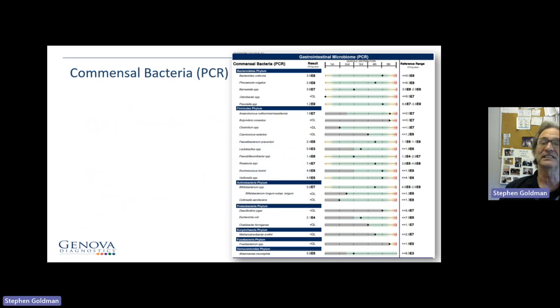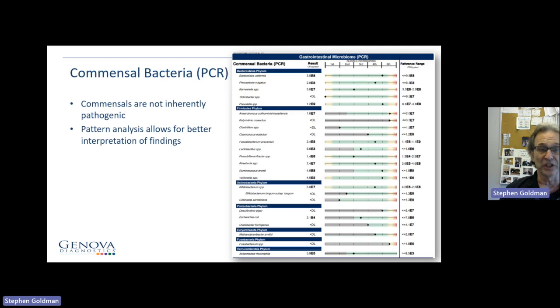So this is the page I've been talking so much about with data analysis, the commensal. Commensal means at the table, you expect them. It's patterns that really matter here. So they're not inherently pathogenic. Pattern analysis, which we provide on pages 2 and 3, allows for better interpretation of findings.